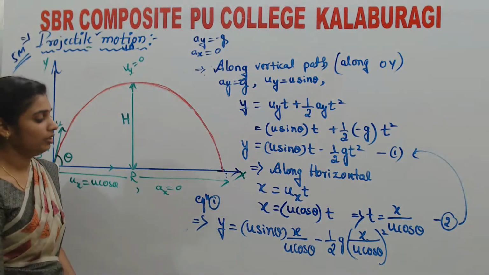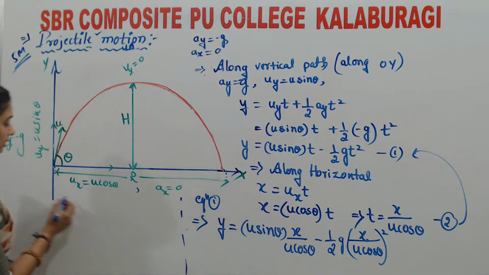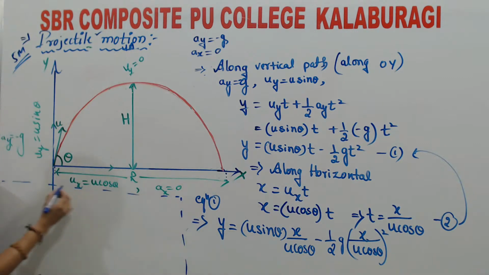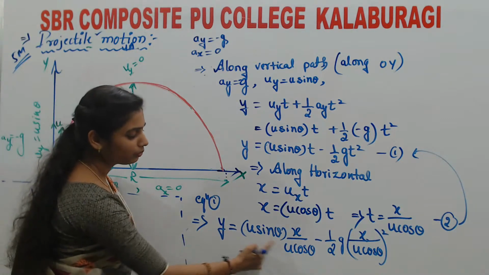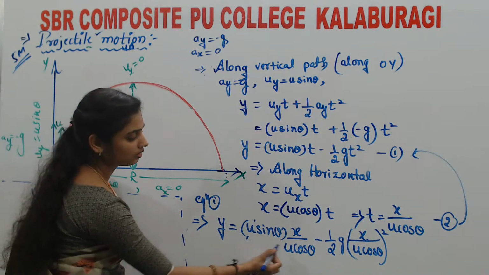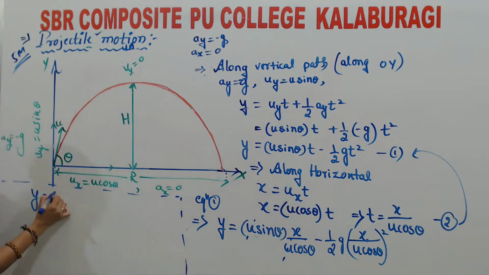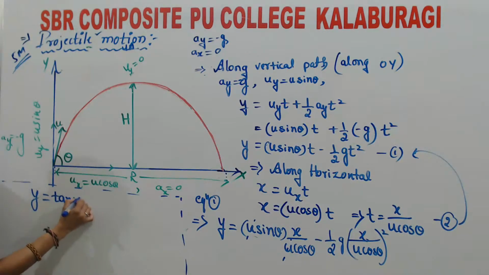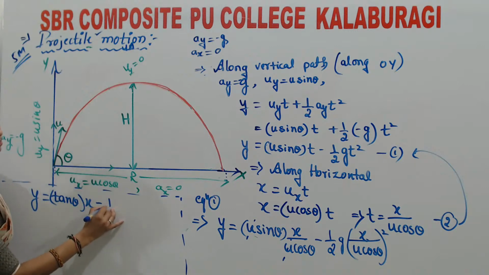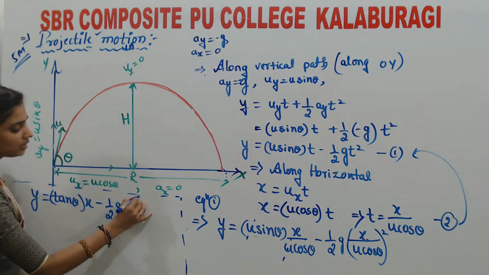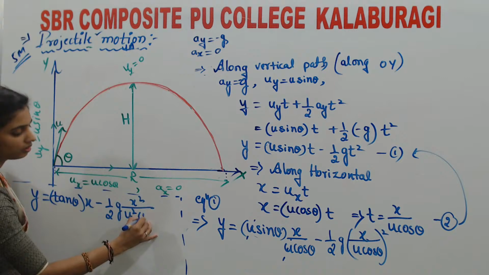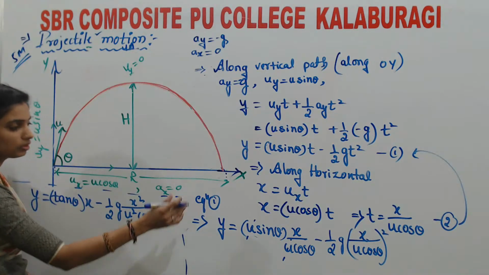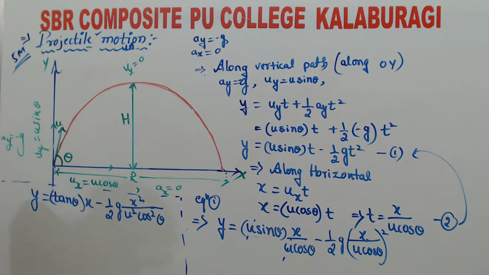Okay, so what will be the next step? Look at this. Simplifying, u and u get cancelled. Sin theta by cos theta can be written as tan theta. So y equals tan theta into x minus 1 by 2 g x square divided by u square cos square theta. Squaring the t value, x by u cos theta whole square is x square by u square cos square theta.